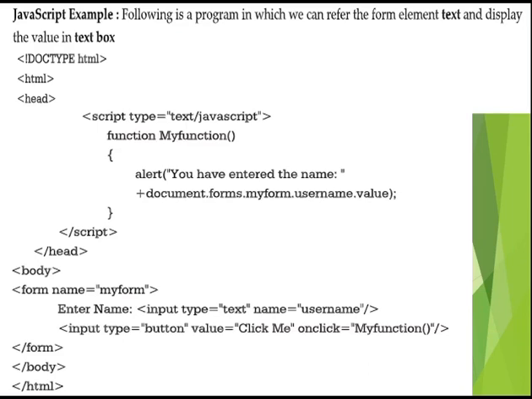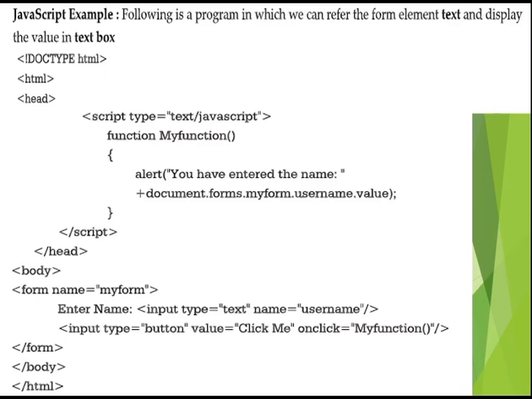So here document is your main object, then forms. So document.forms, then the name of your form is myForm, then dot the name of your text field, which is username. So username dot the value inside the username, so .value is given. Then close the script tag, close the head tag, then open the body tag.